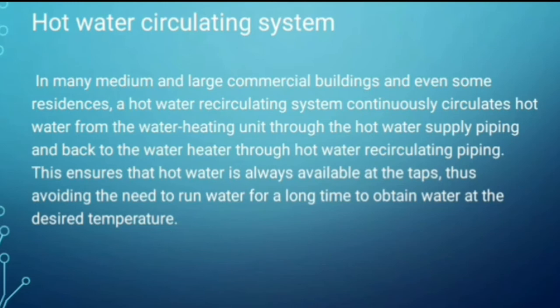Hot water circulating system. In many medium and large commercial buildings and even some residences, a hot water recirculating system continuously circulates hot water from the water heating unit through the hot water supply piping and back to the water heater through hot water recirculating piping. This ensures that hot water is always available at the taps, thus avoiding the need to run water for a long time to obtain water at the desired temperature.